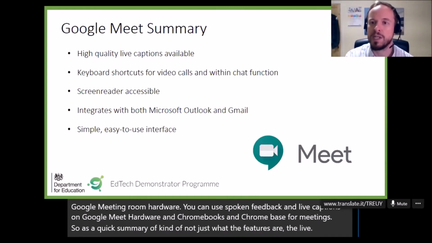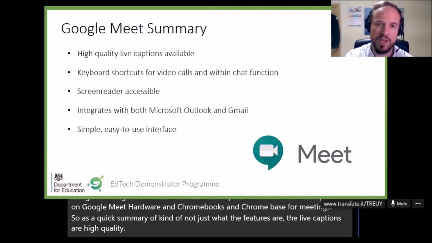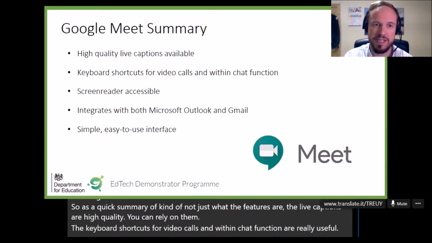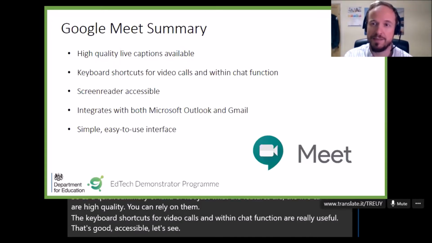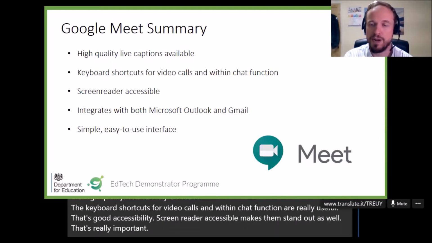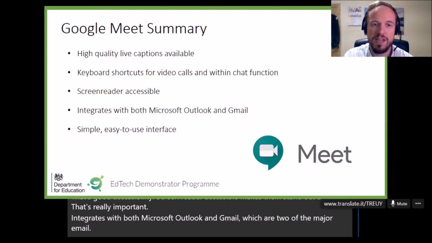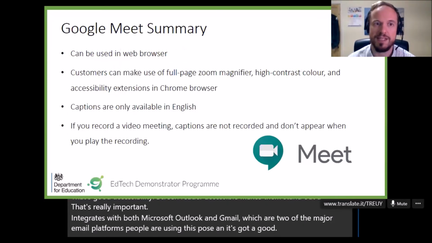For Google Meeting room hardware, you can use spoken feedback and live captions on Google Meet hardware and Chromebooks and Chromebase for meetings. So as a quick summary of not just what the features are, the live captions are high quality. You can rely on them. The keyboard shortcuts for video calls and within chat function are really useful. That's good accessibility. Screen reader accessible makes them stand out as well.